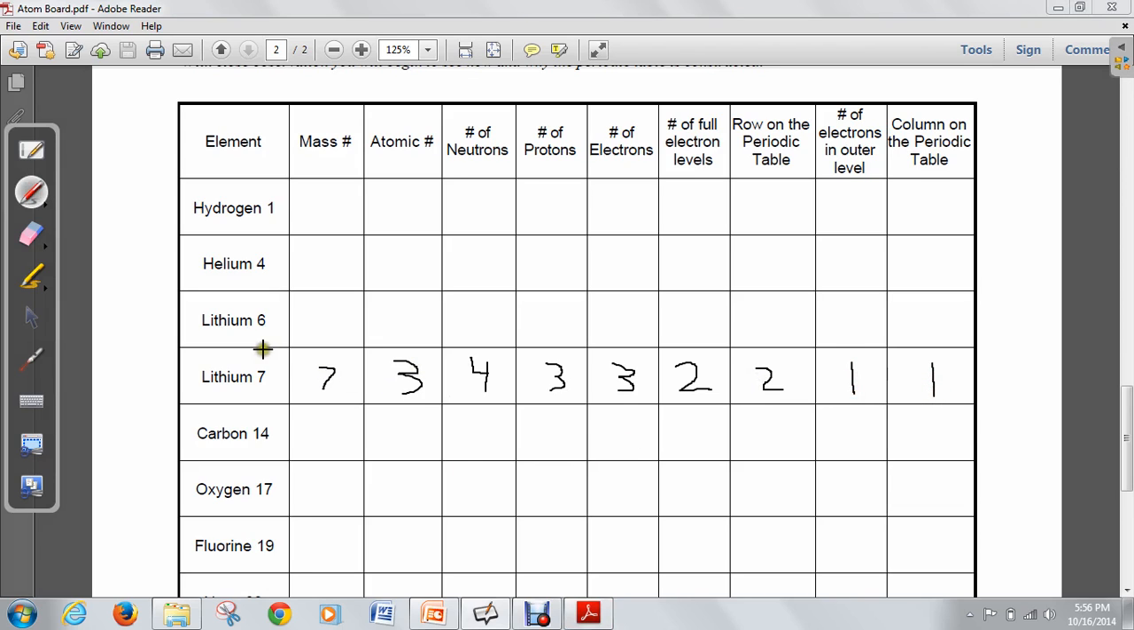So there you go. I found the mass number, the atomic number, the number of neutrons, the number of protons, the number of electrons, the number of electron shells, the row on the periodic table, the number of electrons on the outer level, and the column on the periodic table, all just by using simple principles and the periodic table. So it's really easy. We can figure out a lot of stuff about an atom just by using a few simple tools.